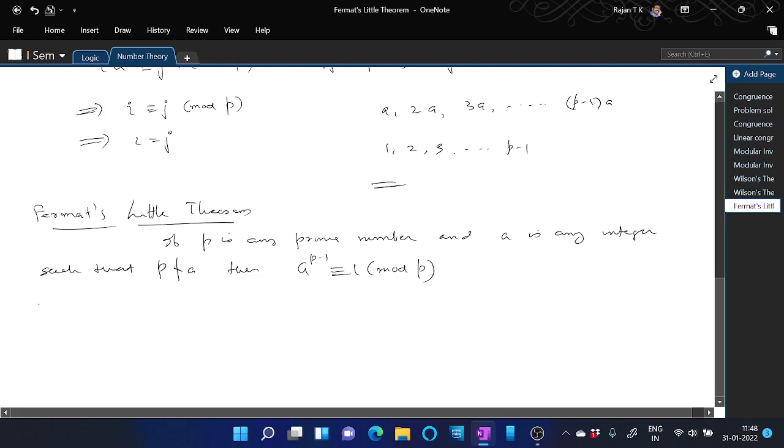So let us try to prove this. If P is any prime number and A is any integer such that P does not divide A, then A raised to P minus 1 is congruent to 1 mod P.